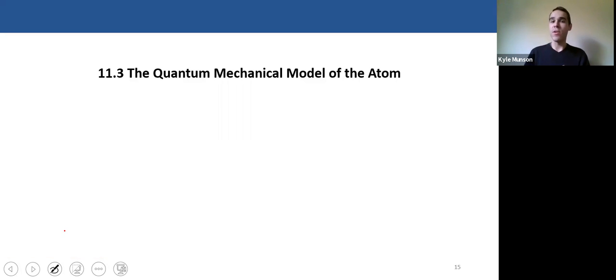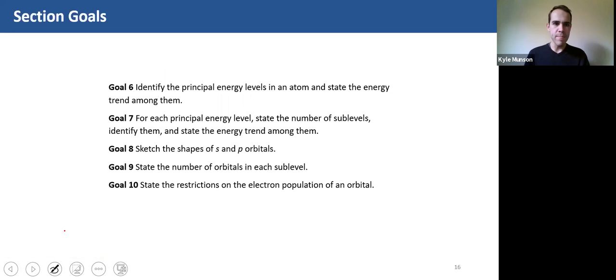So again, we're talking about the quantum mechanical model of the atom. And the goals here: we want to be able to identify principal energy levels in an atom, state the energy trend among them. And then for the principal energy levels, we want to be able to talk about the sublevels, sketch the shapes of these things called orbitals, state the number of orbitals in each sublevel, and then talk about the restrictions of how many electrons we can put in those orbitals.